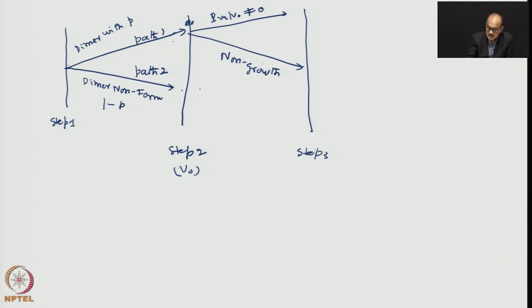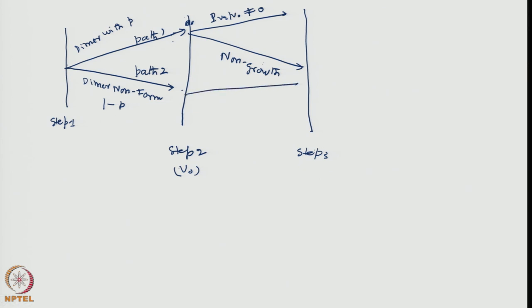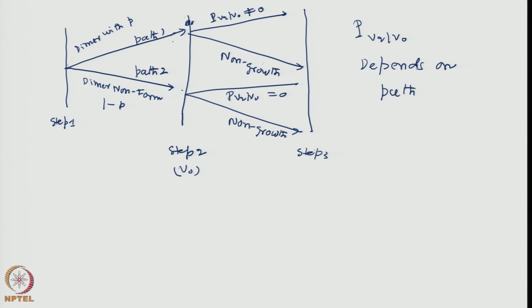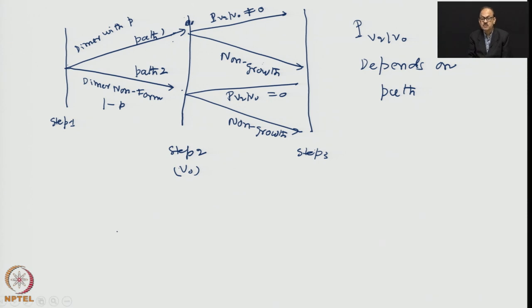But if the dimers are not formed, then both the paths will lead to non-growth only. Hence, this transition probability here will be non-zero, whereas if the second path is followed for the seed formation, the transition probability P, because no dimer is formed, will be zero. And of course, this is a non-growth anyway, always with some probability. Hence, we find that the transition probability P of V2, V0 depends on path. It is non-zero only if path 1 is followed. But for all the realizations where path 2 is followed, the transition probability has to be set to 0. So, this is just an illustration of an example where physical problems could be non-Markovian.